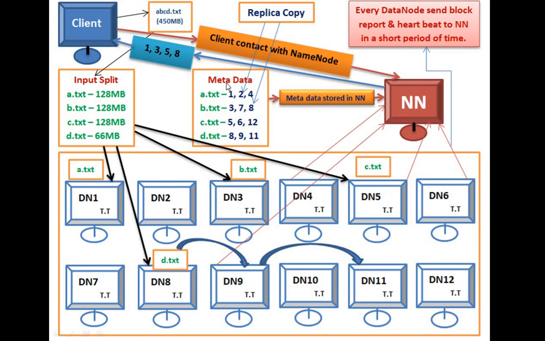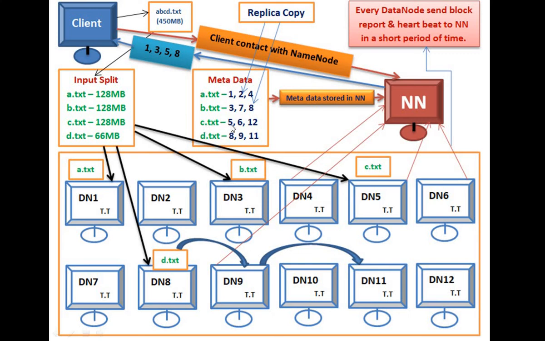So here we can see that metadata means data about data. After storing these input splits, the DataNode sends all information to the NameNode. The DataNode tells the NameNode: hey NameNode, the a.txt file has been stored on DataNode 1, 2, and 4. And the b.txt file is stored on DataNode 3, 7, and 8.